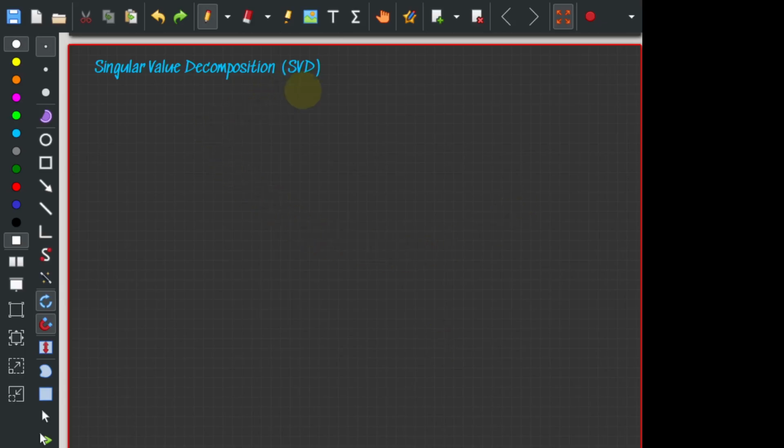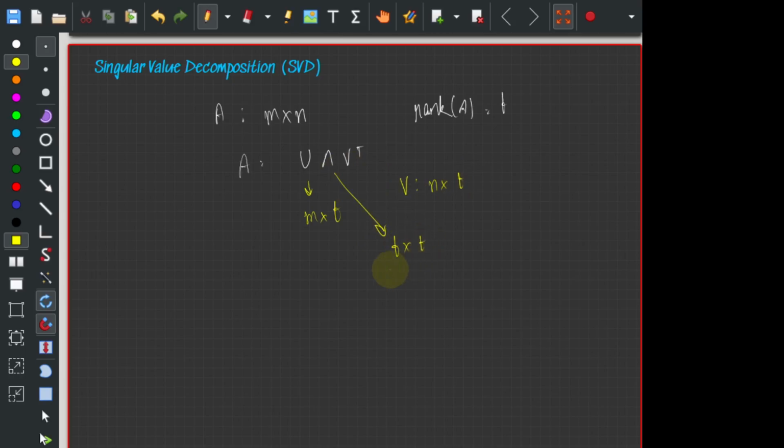what can we do? Now, in that situation, if I have a general M by N matrix A, it is possible to write A as some matrix U times lambda times V transpose, where U and V are orthogonal matrices, and lambda is a diagonal matrix. So if A has rank, let's say T, then this matrix U is going to be an M by T matrix. The matrix V is going to be an N by T matrix, and lambda is a T by T diagonal matrix with non-zero diagonal entries.